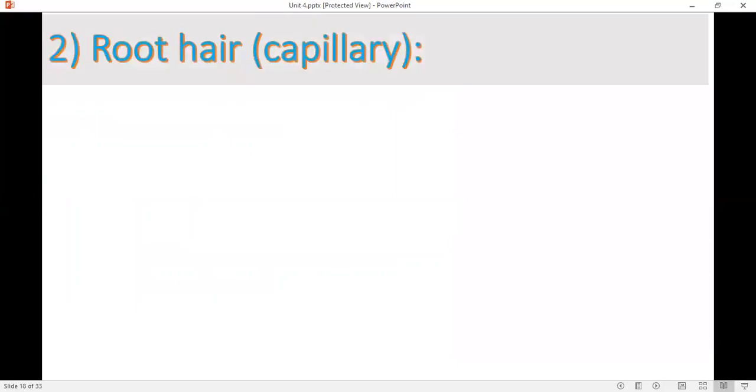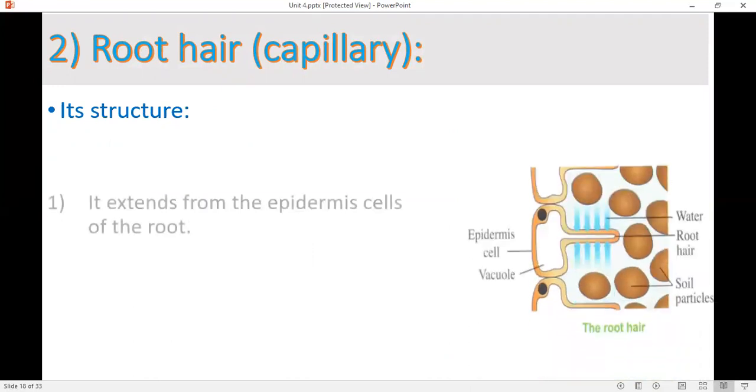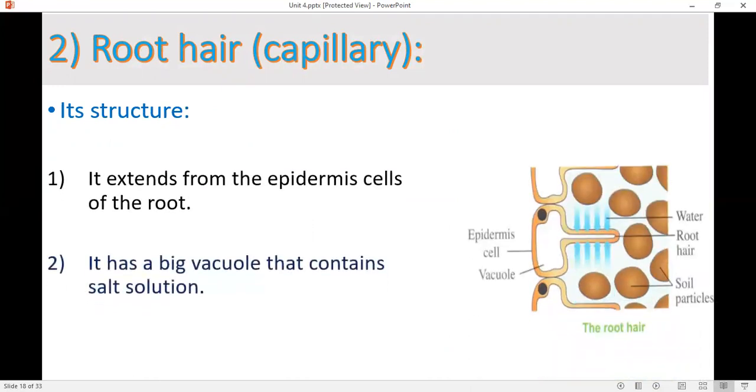So let's talk about root hair. I can call it capillary. Regarding the structure, it extends from the epidermis as we mentioned. And if you notice, here is the vacuole. It has a big vacuole that contains salt solution.